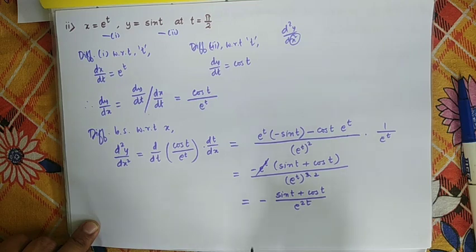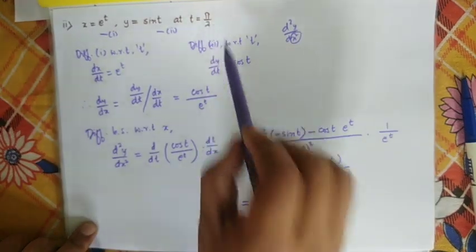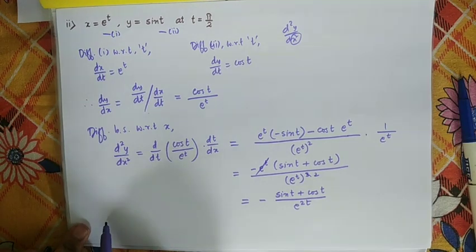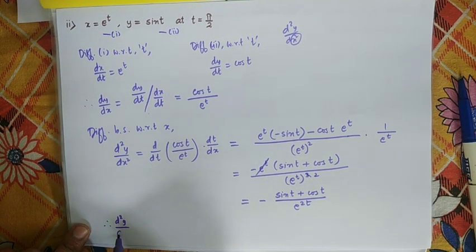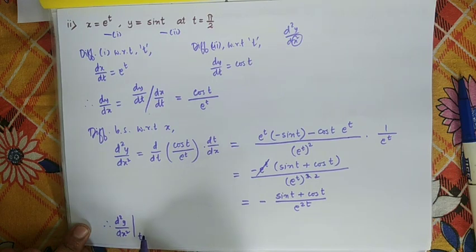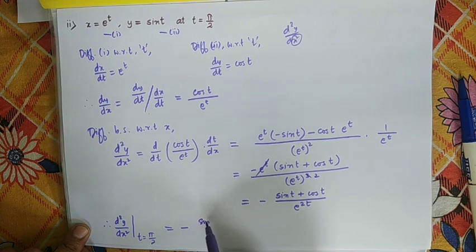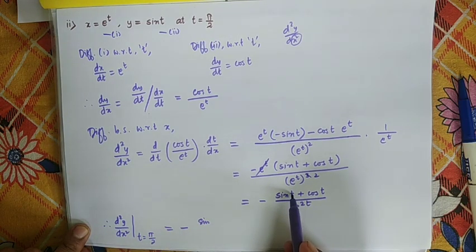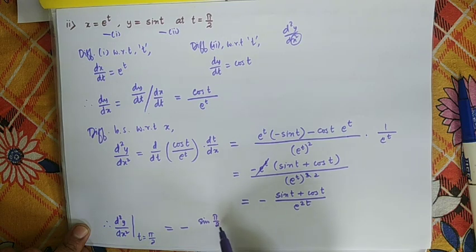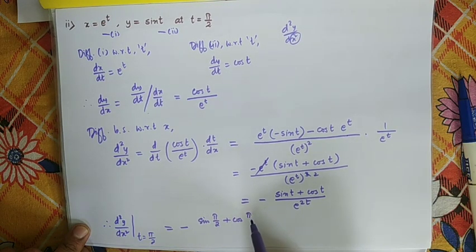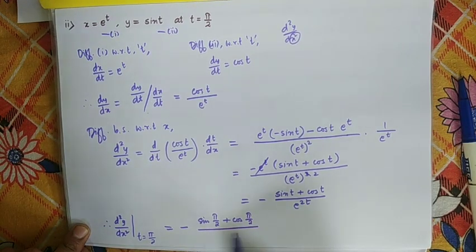But we need to find the second order derivative at t equals pi by 4, pi by 2. Therefore d square y by dx square at t equals pi by 2 becomes, let's see how much it becomes, minus sine, wherever t is there I'll put pi by 2, so it will be pi by 2 plus cos pi by 2 divided by e to the power 2 into pi by 2. So pi by 2 and pi by 2 get cancelled, equals minus, now sine pi by 2, that is sine 90, is 1 and cos 90 is 0.